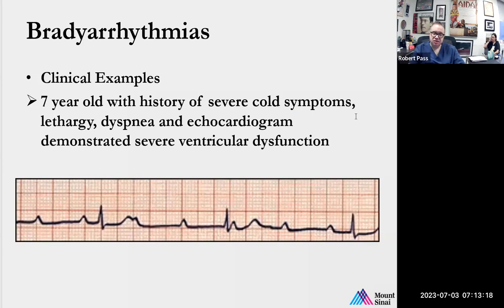Okay, so this is an example of a 7-year-old who presents with severe cold symptoms, lethargy, dyspnea, and the echo demonstrates a severe ventricular dysfunction. And what we're basically seeing here is a bunch of P waves that are not conducting, and there is no obvious relationship between the P waves and the QRS. And so this would be most consistent with the diagnosis of complete heart block, presumably due to myocarditis.